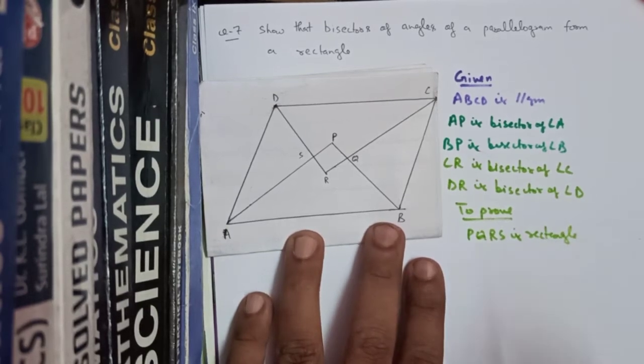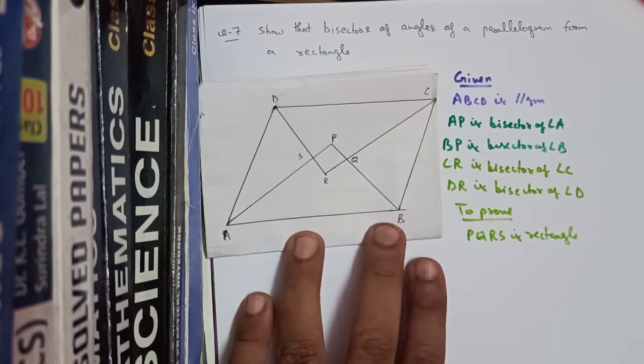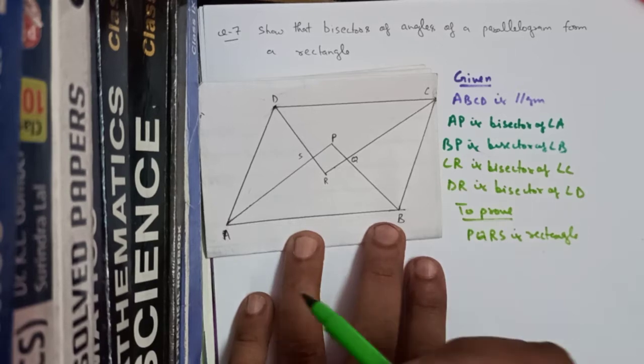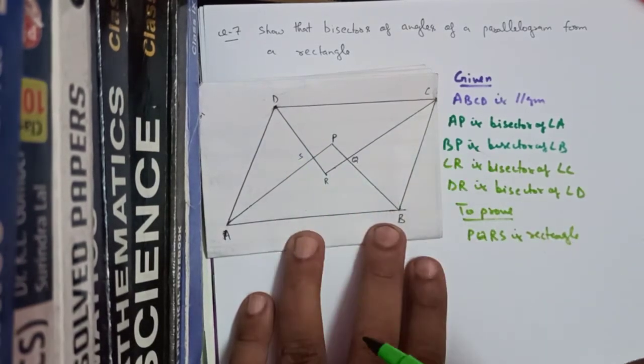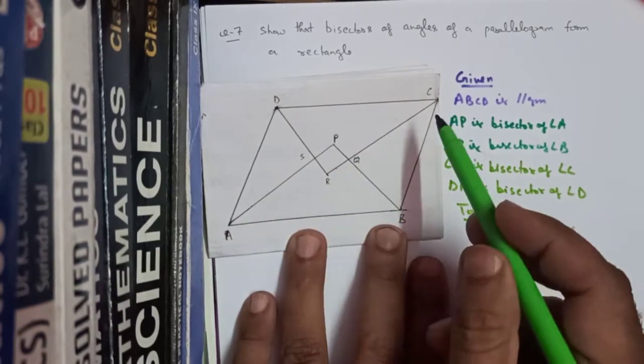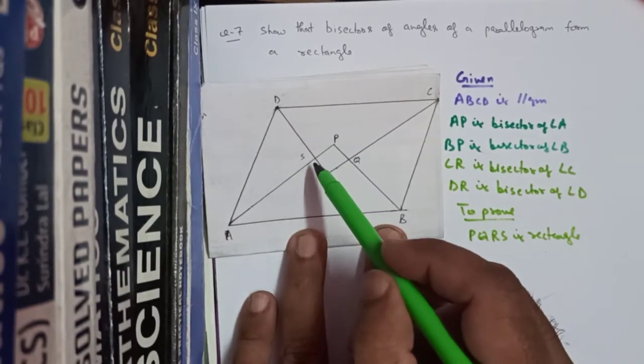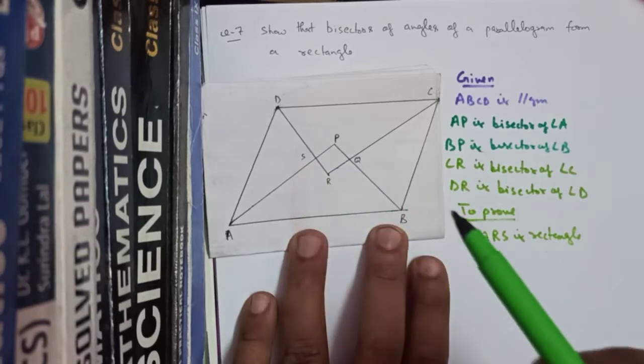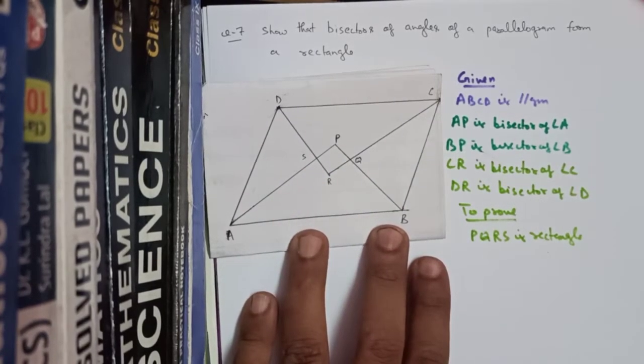Okay, we need to prove that the bisectors of angles A, B, C and D of a parallelogram form a figure. If we draw the bisectors of angle A, angle B, angle C and angle D, then the figure formed, PQRS, is a rectangle. This we need to prove.